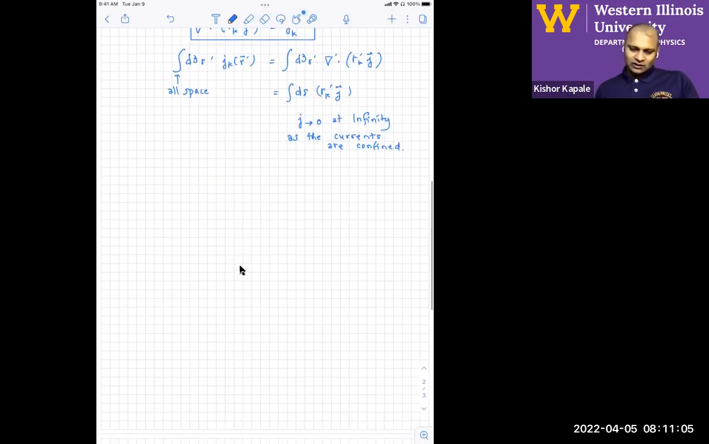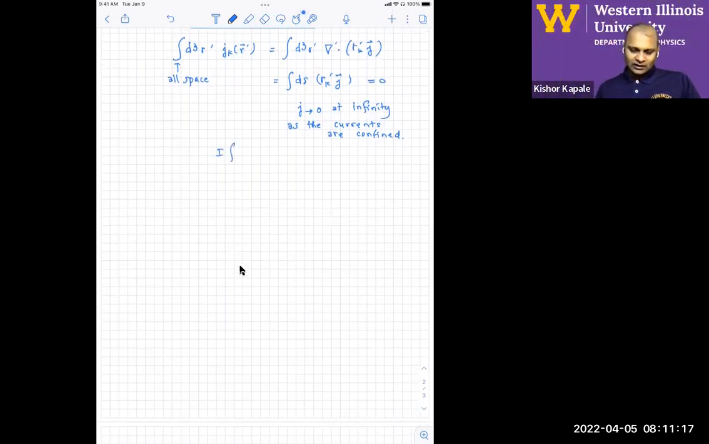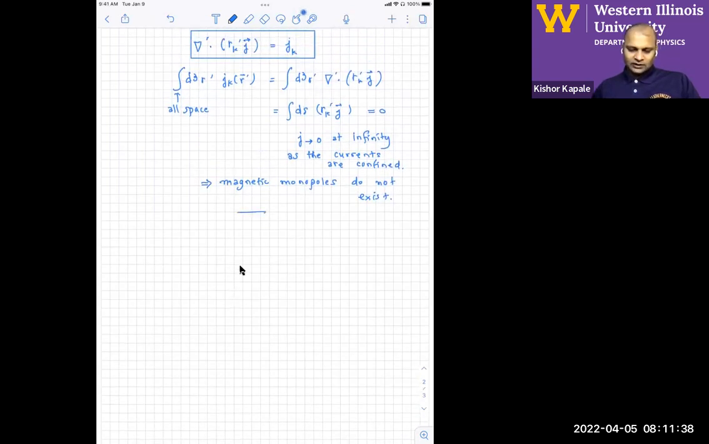And so that means this surface integral at infinity is going to be 0. So at all points, J is 0, and so you don't need to worry about that. And so that is essentially a slightly rigorous proof that magnetic monopoles do not exist, at least within the limits of the discussion we had.